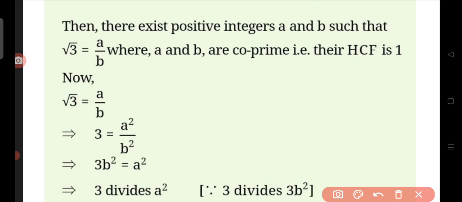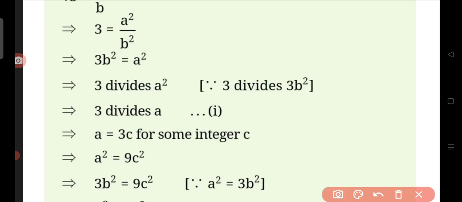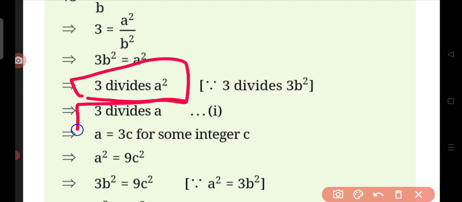Then, what was our theorem? If a prime number is a factor of a square, then it is also a factor of a. So we can say that 3 divides a square, which proves that 3 divides a.